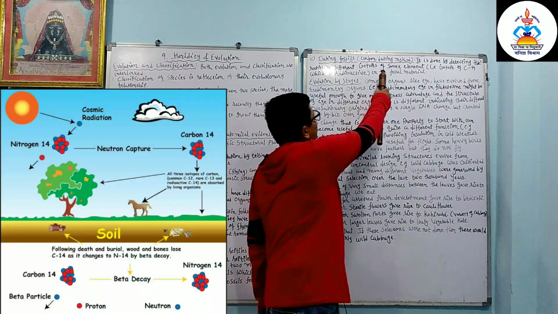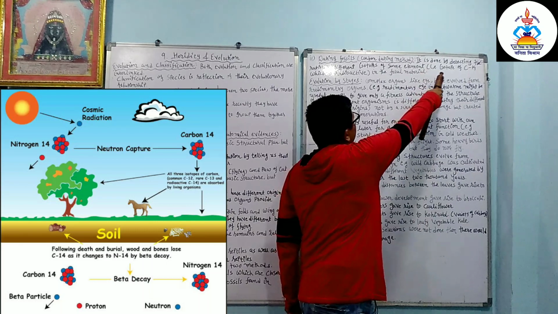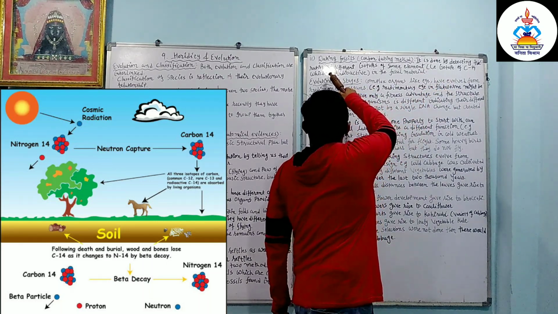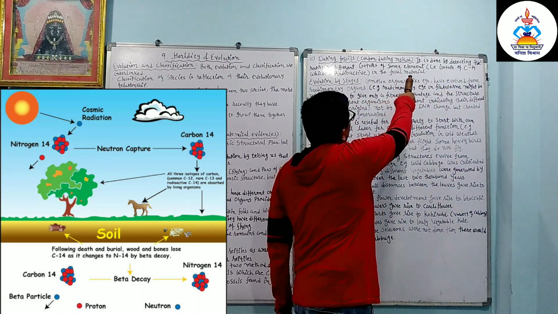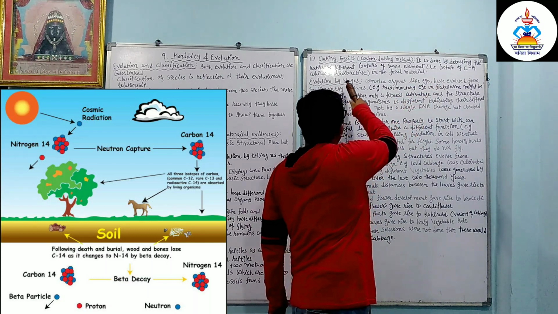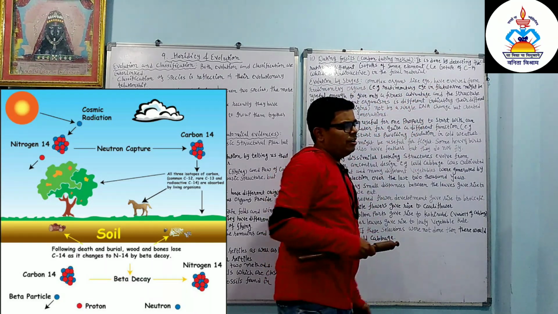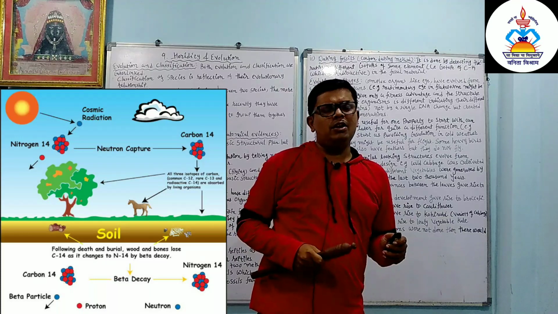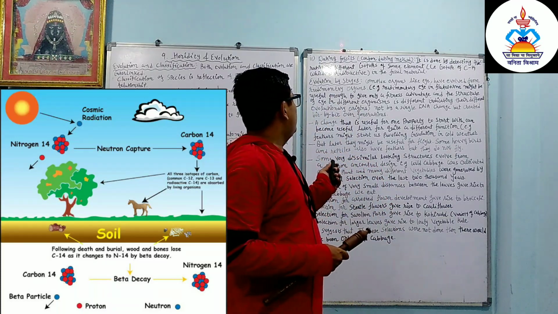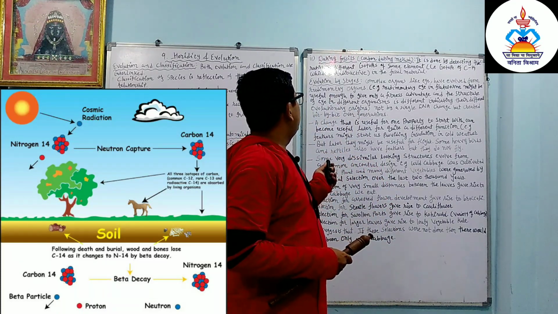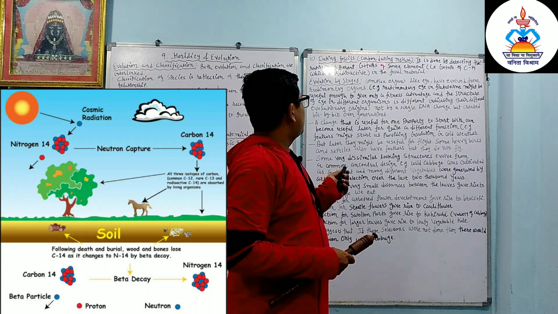Second, dating fossil, carbon dating method. It is done by detecting the ratio of different isotopes of the same element, that is the isotope carbon-14, which is radioactive, in the fossil material. So by the amount of carbon-14, we can find out the age of the fossil. That is called the carbon dating method.